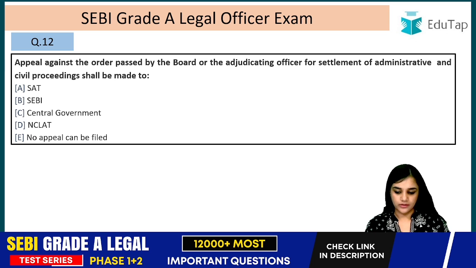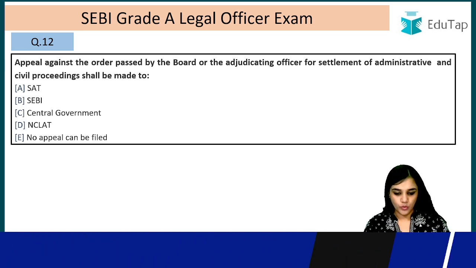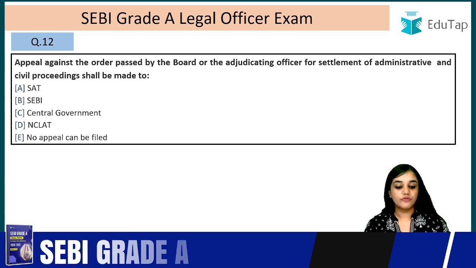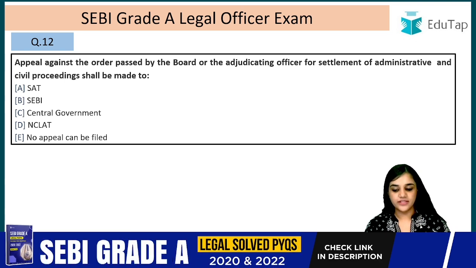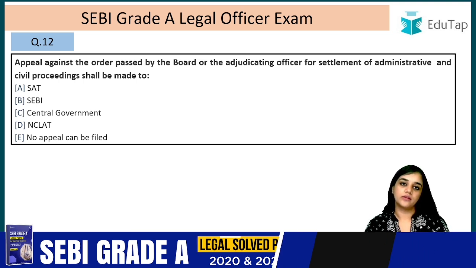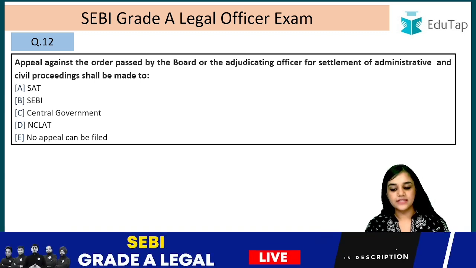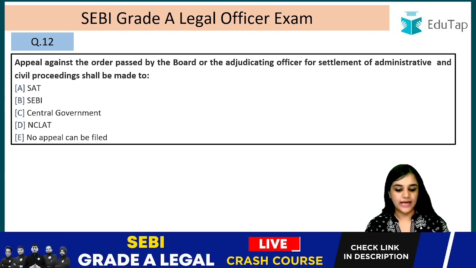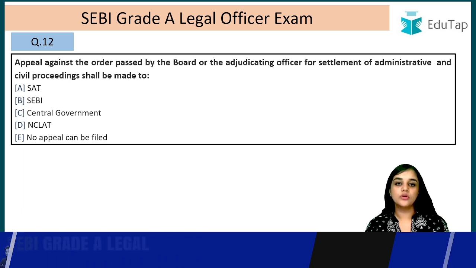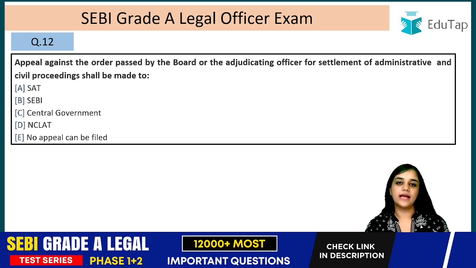Question number 12. Appeal against the order passed by the board or adjudicating officer for settlement of administrative and civil proceedings shall be made to. So appeal against an order of the board passed for the settlement. The appeal, where does this appeal lie? In this case, no appeal can be filed.